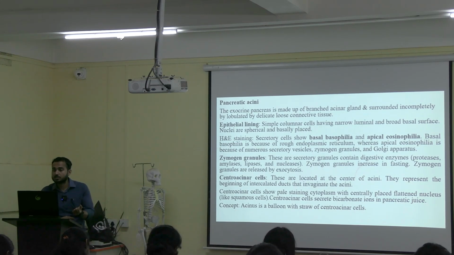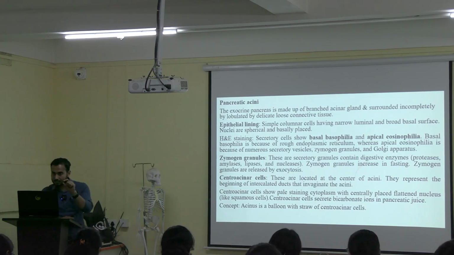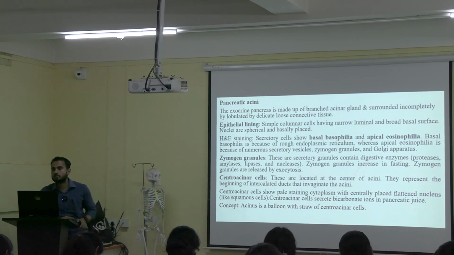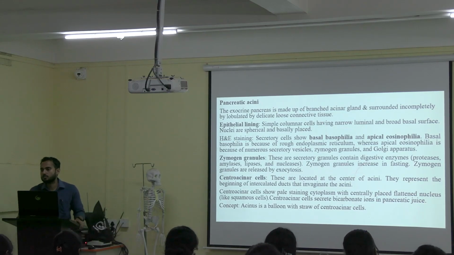Why am I telling you this? Under the microscope you have to identify this. You have to identify the acini, and inside the acini you have to identify the acinar cells. How will I identify the acinar cell? Based on these particular points: basal basophilia and apical eosinophilia.